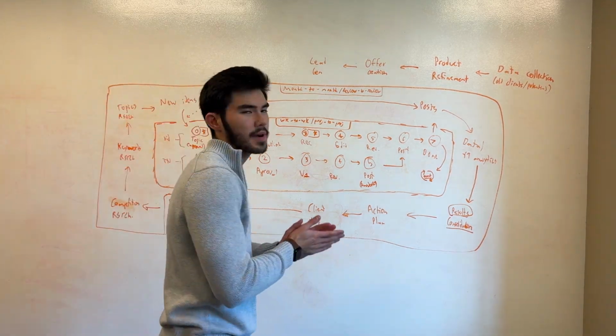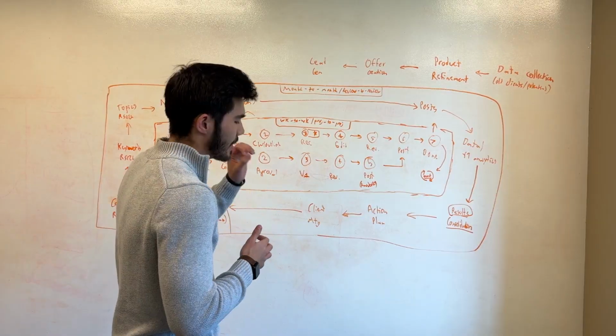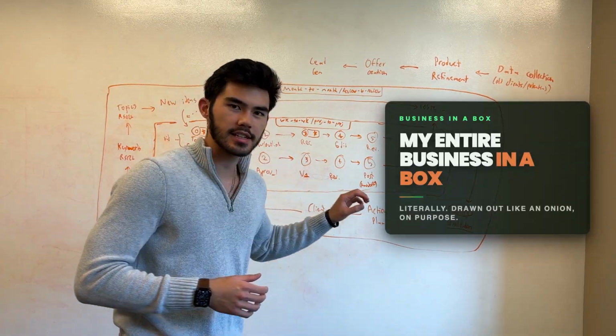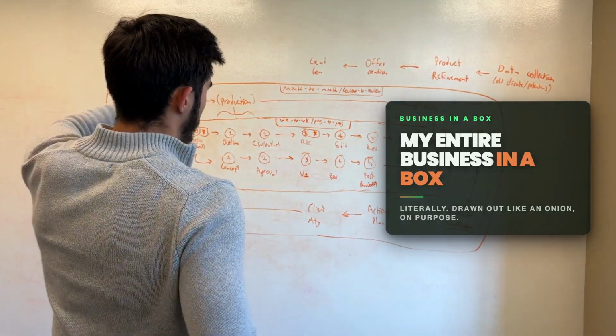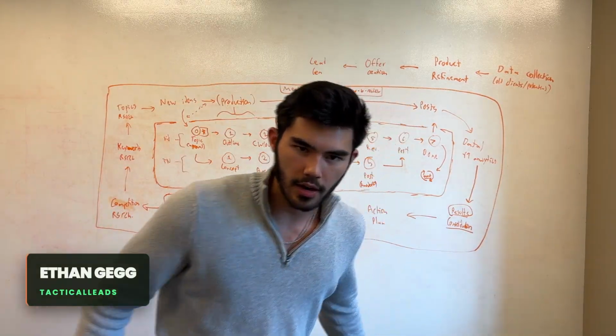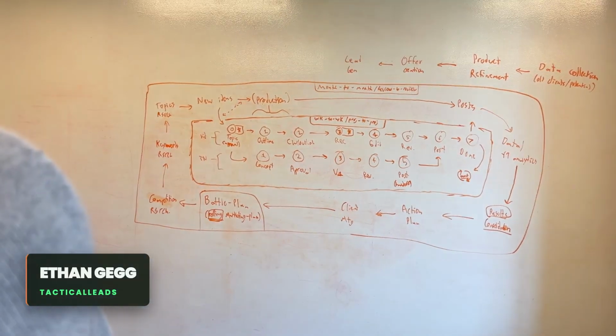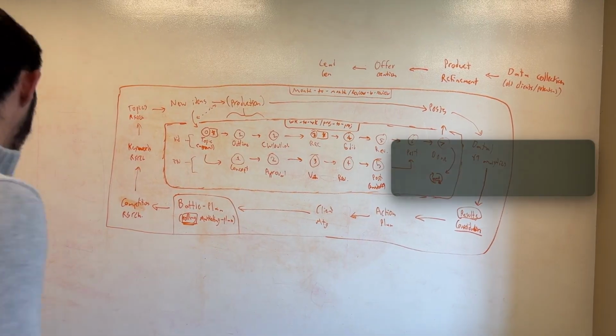So here is my entire business in a box, literally. And I'm going to write out the rest of this process. It's basically drawn out like an onion on purpose, but I didn't finish the outer layer yet because I want to show you guys I know what I'm talking about. Now, I'm going to move the camera angle here just so I have some room on the side to kind of show you the whatnots without being in the way.